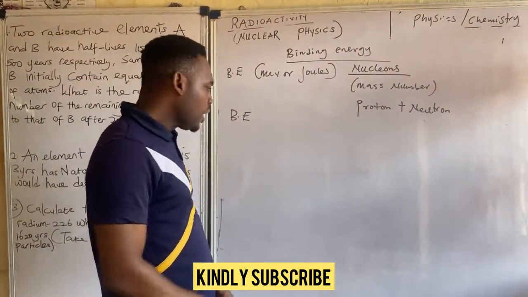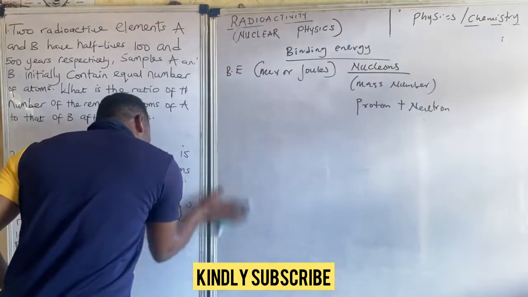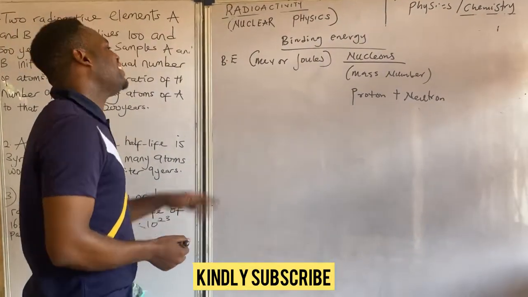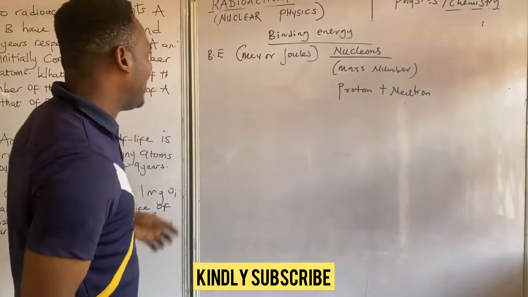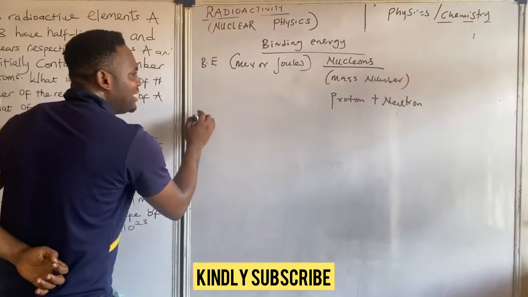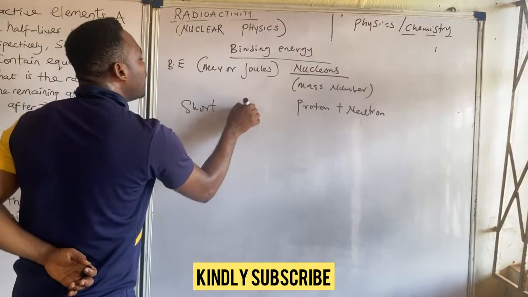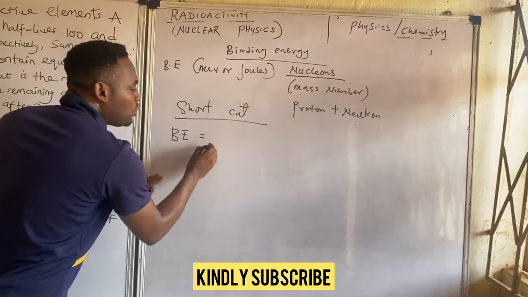The examiner will tell us the units they want the binding energy to be in. Like I said, it is the energy that is required to separate proton and neutron, as simple as that. So what is the formula for binding energy? I'm going to put the shortcut here. By means of shortcut, binding energy is equal to what now?